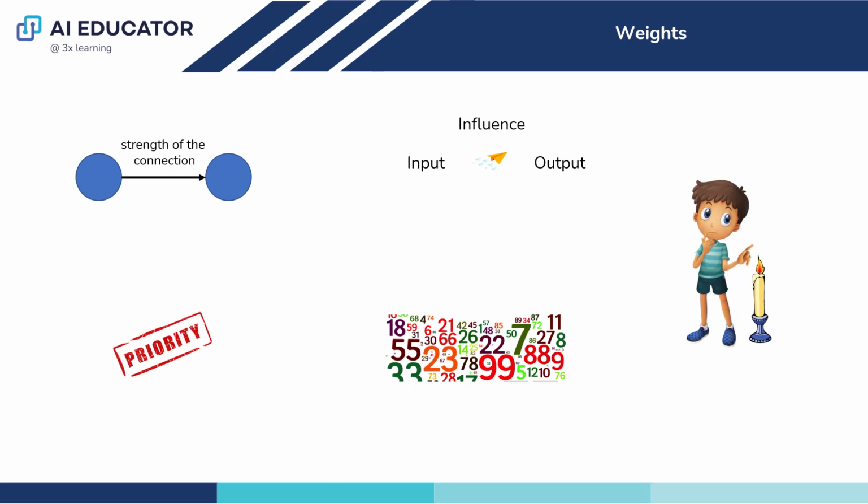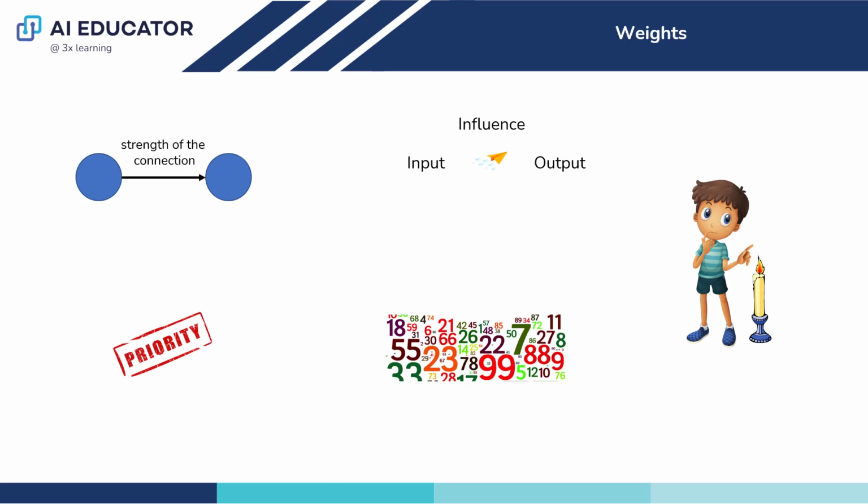Imagine yourself trying to touch a hot object like a burning candle. Then your brain will send a signal to your hand not to touch it. The signal will have a high priority because it is important not to touch a hot object to avoid hand burns. In a similar way, the important connections will have a high priority or a high weightage.